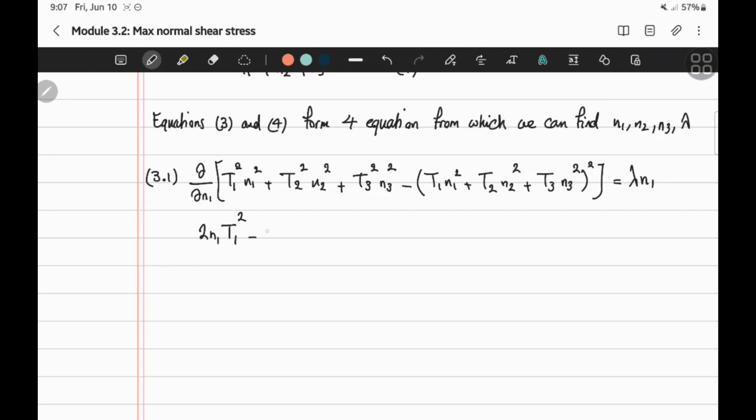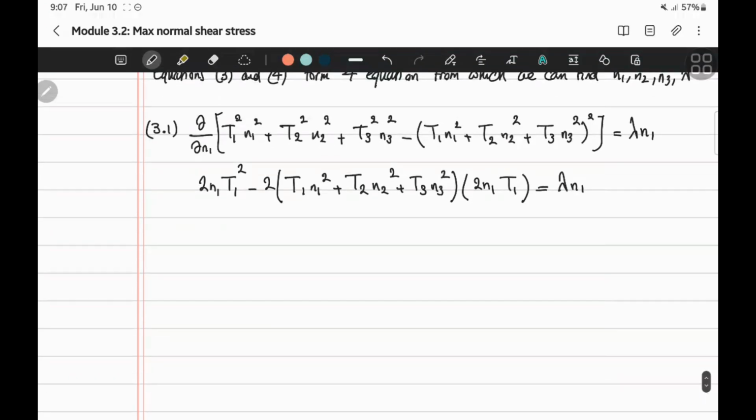Then I have 2 in here. So I put 2 in here and I rewrite everything in here. t1 n1 squared plus t2 n2 squared plus t3 n3 squared times. Here I have 2 n1 t1, then these are 0. This is equal to lambda n1. So if I multiply this 2 with this 2, it gets 4 in here, and this is the final equation here.